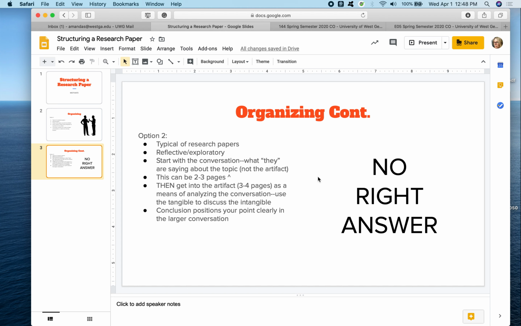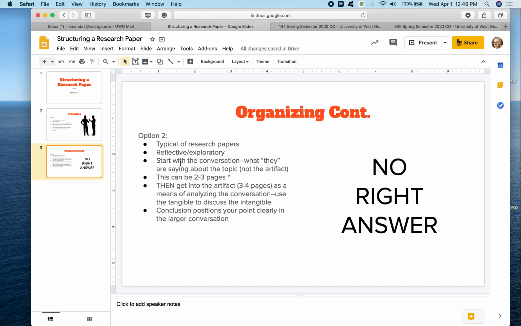So you're not trying to prove that your perspective is right. You're trying to establish that you, A, have a perspective, and that, B, it fits along with other perspectives. So you would start with the conversation. Your actual essay would be framed around the larger discussions.